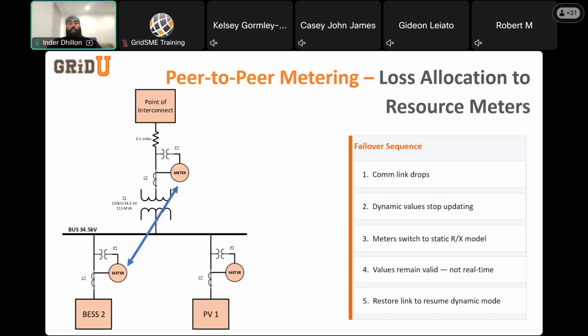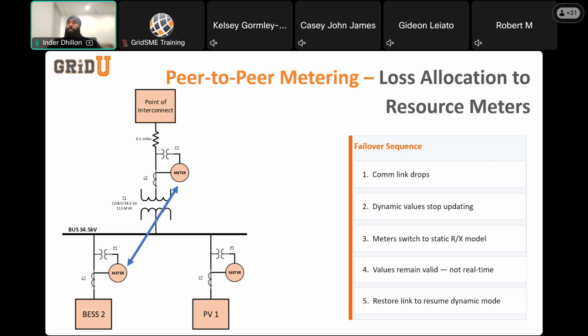So on failover, once the link is dropped, the sequence is pretty straightforward. The communication link drops, the dynamic updates stop, the meters fall back to pre-configured static RNX values. Settlement data remains valid, but it's no longer dynamically corrected. When the link is restored, the dynamic mode resumes automatically.